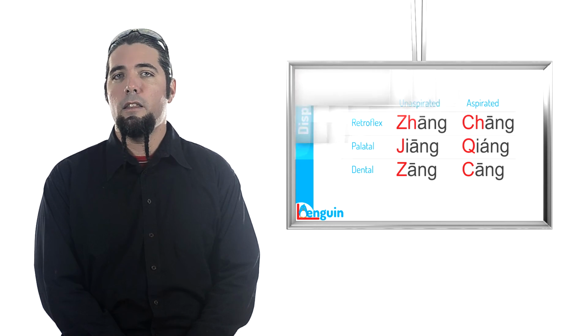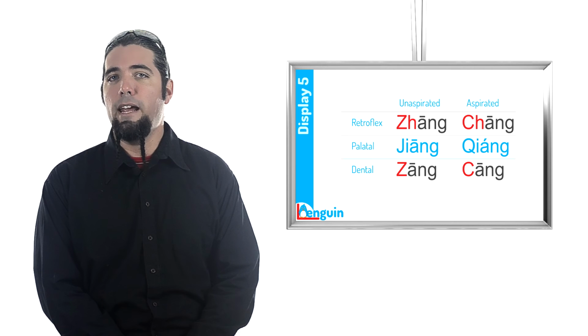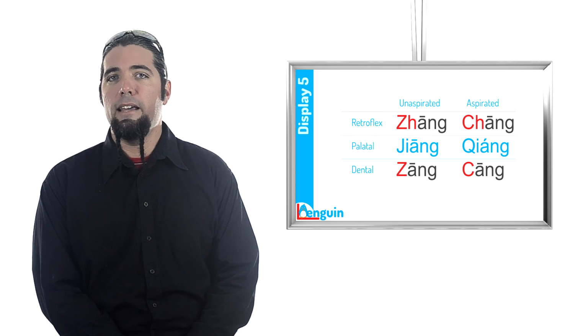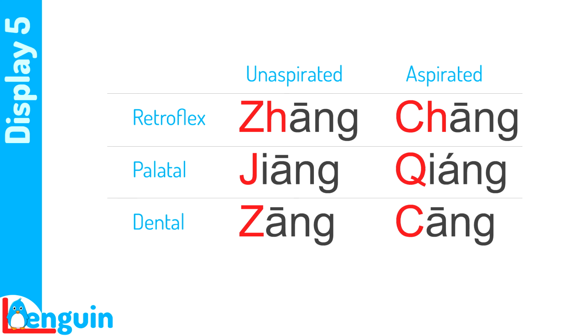Now let's go back. The palatal consonants in the second row names are not followed by the vowel E, but they are followed by the semivowel written I, which has the same tongue position. Try repeating the second row names, making sure to pronounce the initial consonants with your tongue already in the E position. Jiang, Qiang.